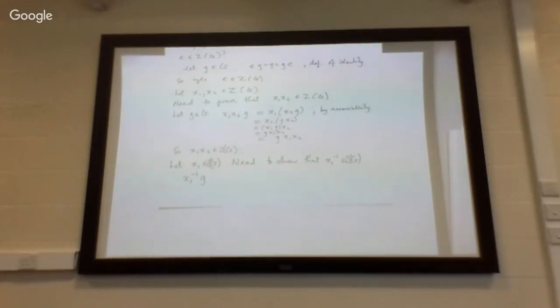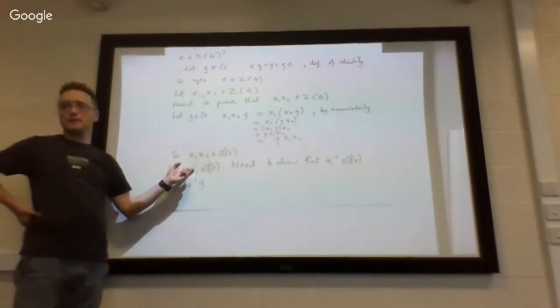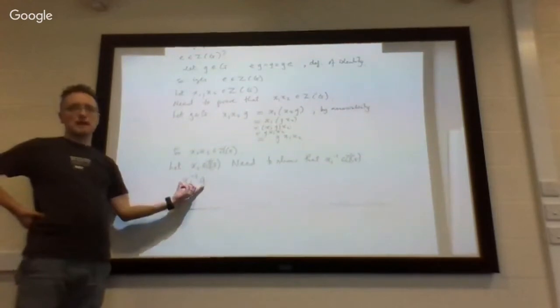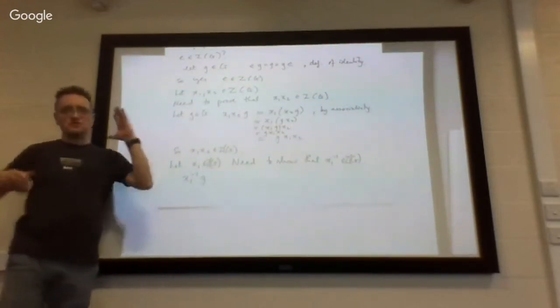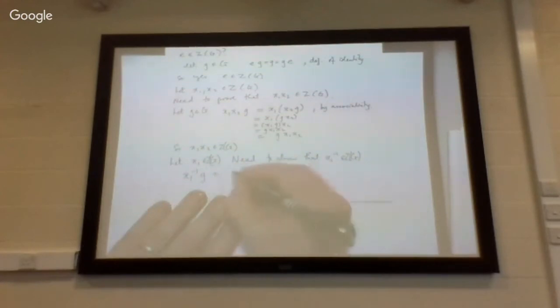We know something about x1, don't we? We know that it's in the center. At the moment we see x1 inverse, we want to somehow force it to make x1 appear. You're on the right lines.